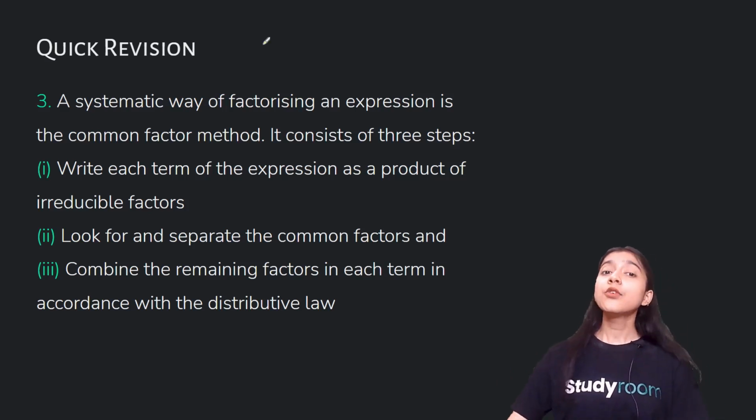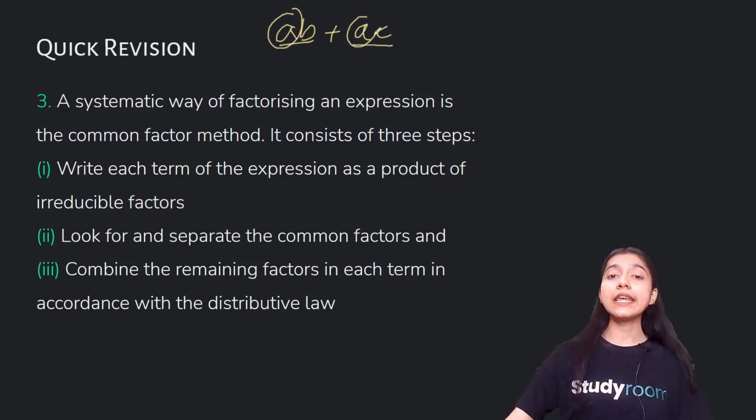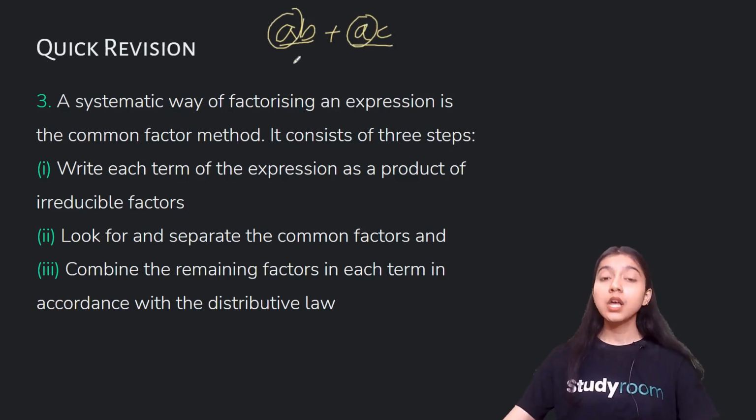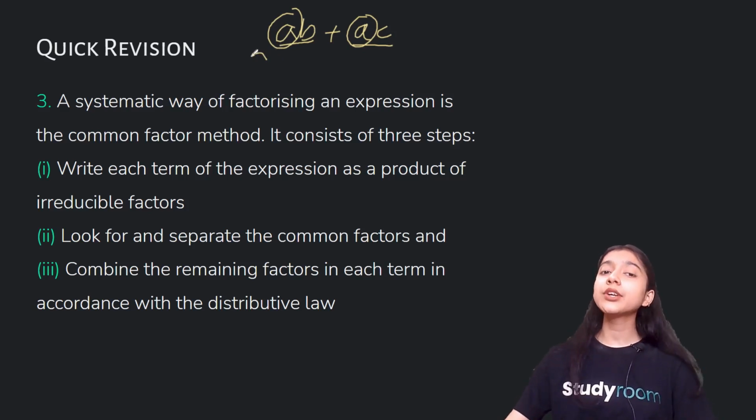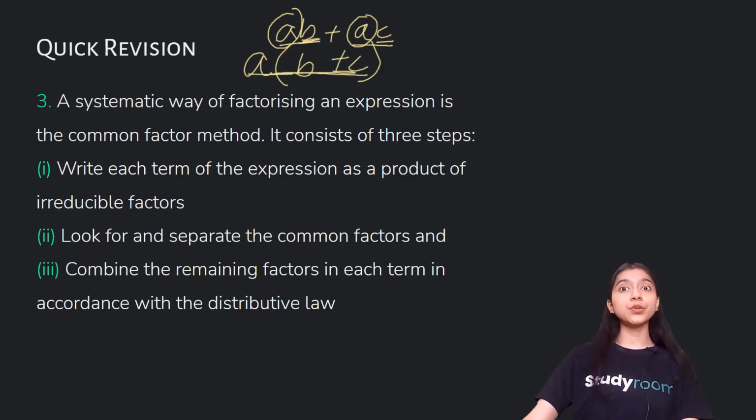Let me explain. For example, if I have AB plus AC, these are the 2 terms of an expression. Now, we know that this A and A are the common factor from both the terms. So, according to the common factor method, I took this A outside the bracket, and within the bracket, I will be writing the leftover factors of each of the terms. Over here, the leftover factor is B, so I wrote B, and over here, it's plus C, so I wrote plus C. So, this has to be done in accordance with the distributive law. Okay?